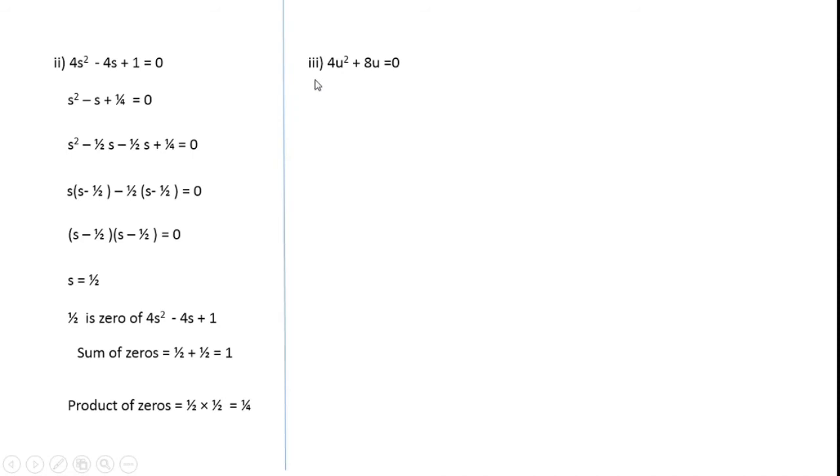Now the next question is 4u square plus 8u equal to 0. From these two terms, we can take 4u as common. So 4u into u plus 2 equal to 0. So u equal to 0 or u plus 2 equal to 0. So u equal to 0 or u equal to minus 2. So the zeros of 4u square plus 8u are 0 and minus 2.